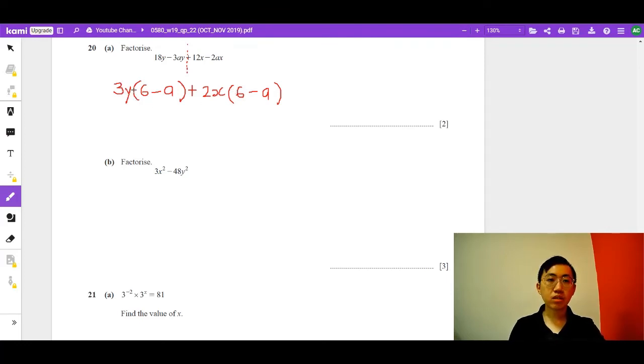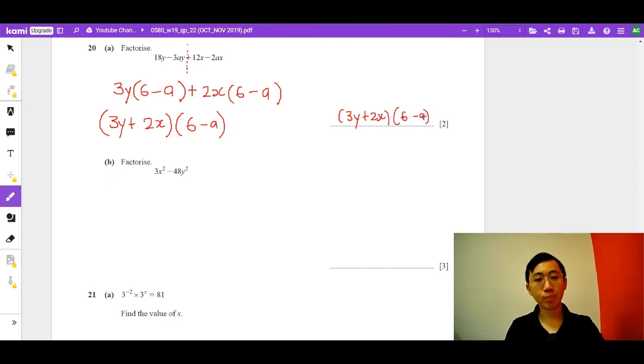Now, this first part and the second part over here combine. So 3y plus 2x as a bracket. This similar term is copied as a single bracket again. So this is your partial factorization: 3y plus 2x and another bracket 6 minus a. So there you go. That is question A.